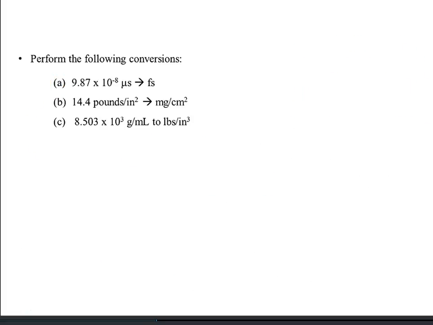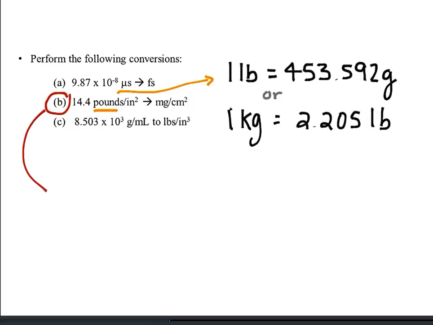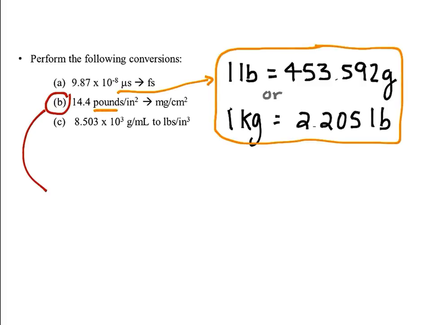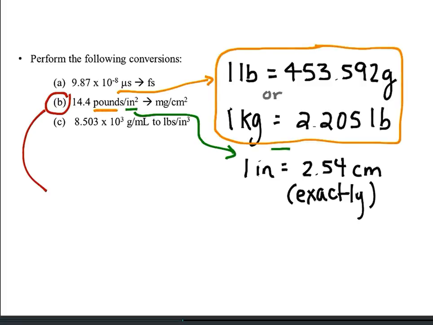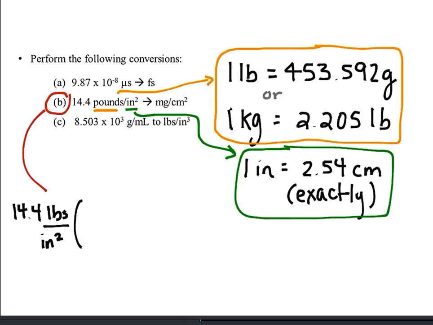Let's do B, 14.4 pounds per square inch. That is a unit of pressure, and we're going to convert that into milligrams per square centimeter. So we're going to think about what we know. We know 1 pound is the same as 453.592 grams, or 1 kilogram is the same as 2.205 pounds. We also know that 1 inch is 2.54 centimeters. So we're converting English units into metric units, and you just have to convert them one at a time. Convert the numerator first, or the denominator first, and then convert the other.